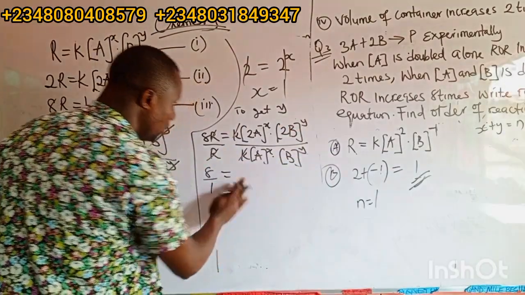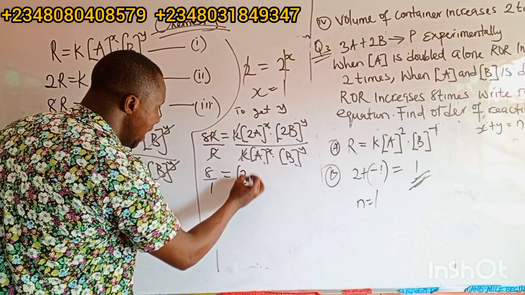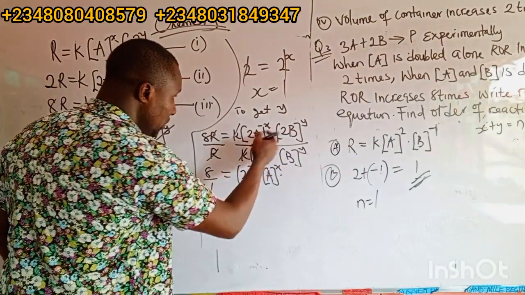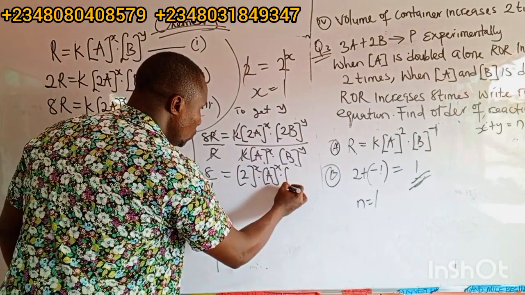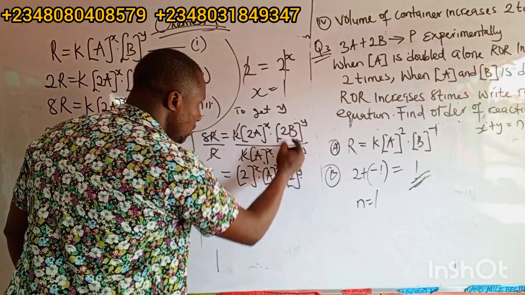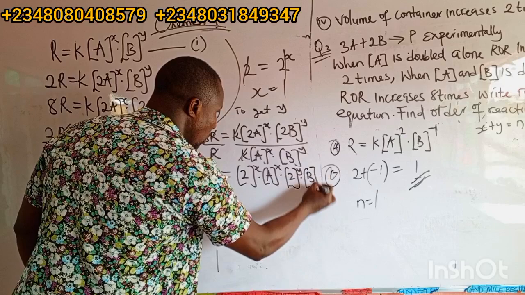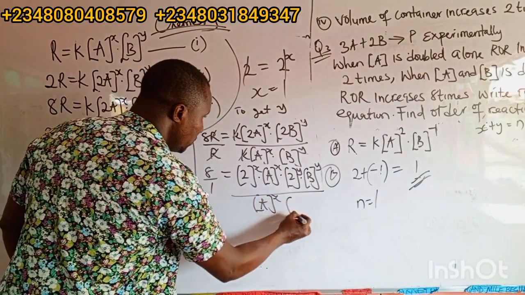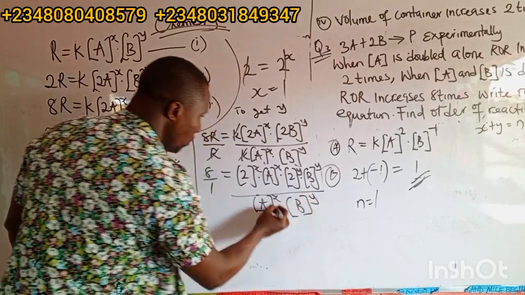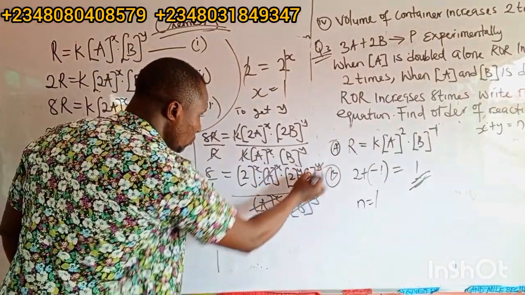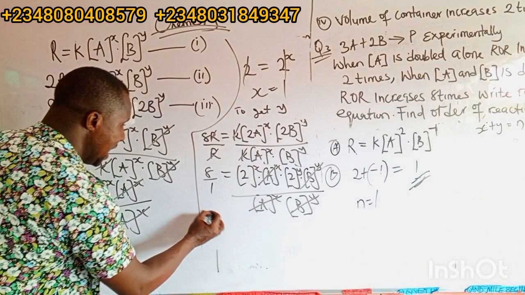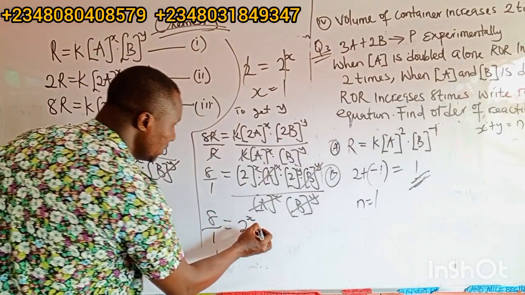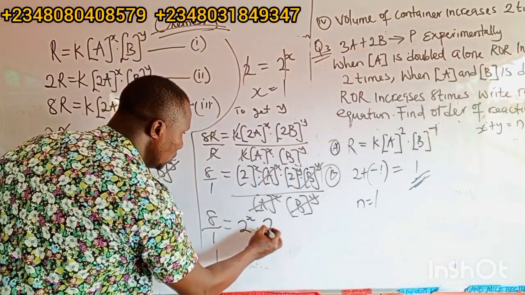Let me write it properly. You have 2 raised to power X, A raised to power X. For this, I will have 2 raised to power Y, B raised to power Y, over A raised to power X, B raised to power Y. From here, this one cancels this. This one cancels this. That's the meaning. Then from here, I have 8 over 1 equal to 2 raised to power X times 2 raised to power Y.